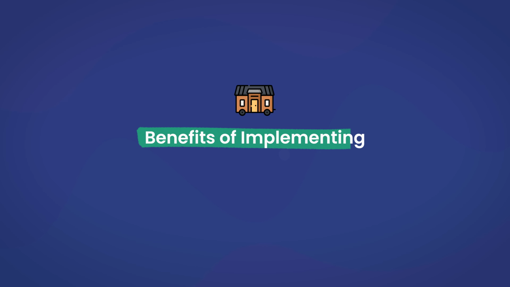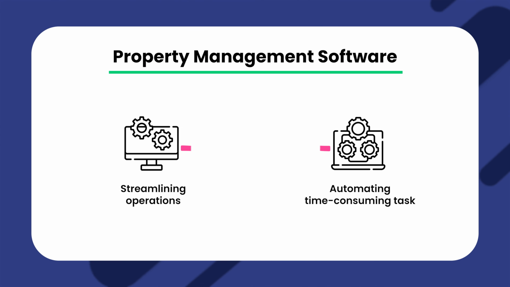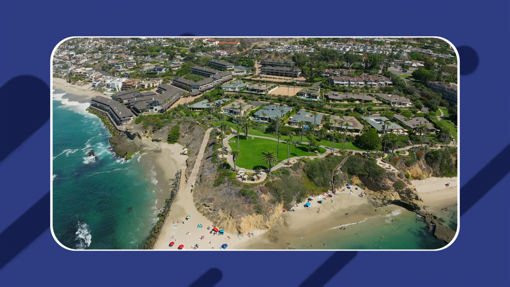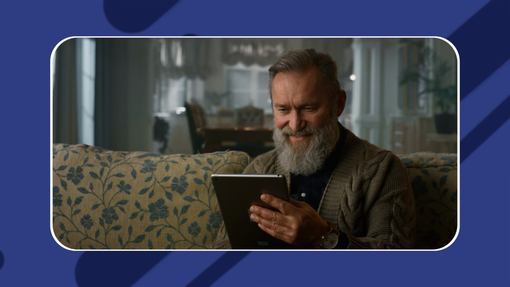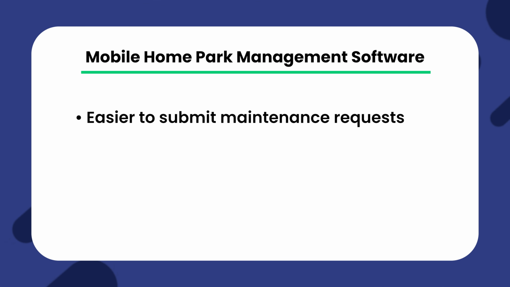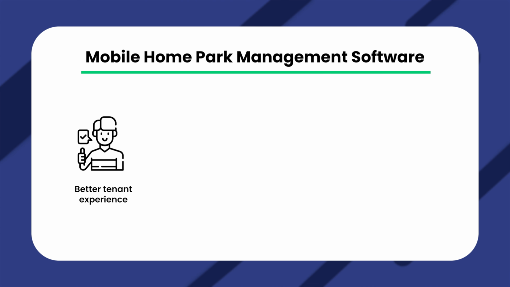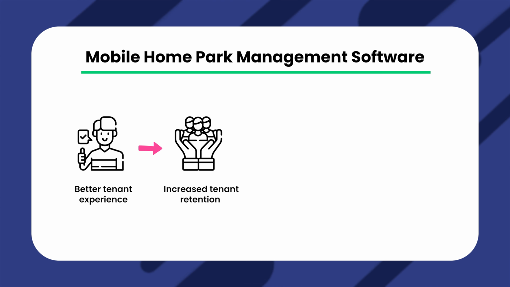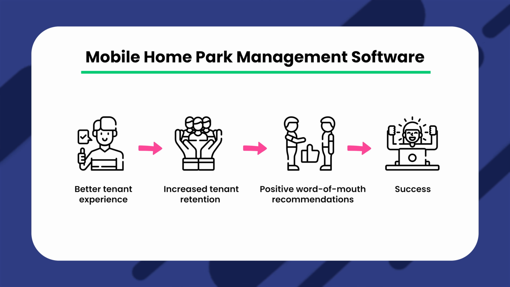Implementing mobile home park management software can change your life and business dynamics. Streamlining operations and automating time-consuming tasks can save valuable time and resources, allowing you to focus on growing your business and increasing profitability. Additionally, the software can improve the tenant experience by making it easier to submit maintenance requests, pay rent, and stay in touch with management. In the long run, a better tenant experience can lead to increased tenant retention and positive word-of-mouth recommendations, further contributing to the success of your business.